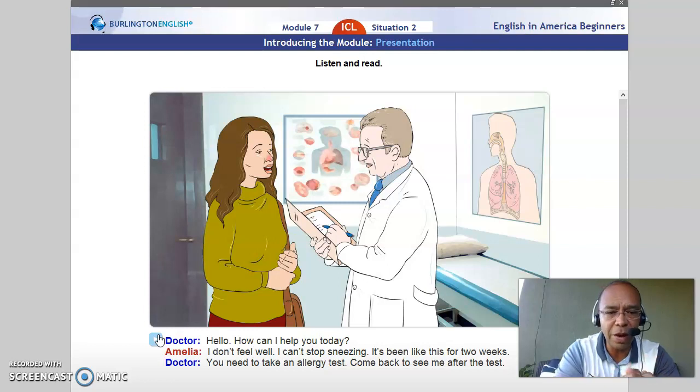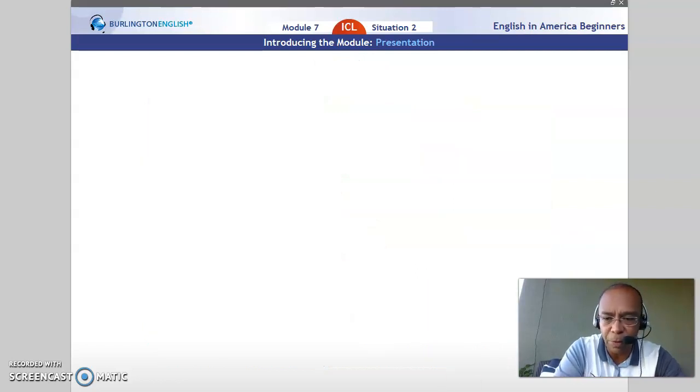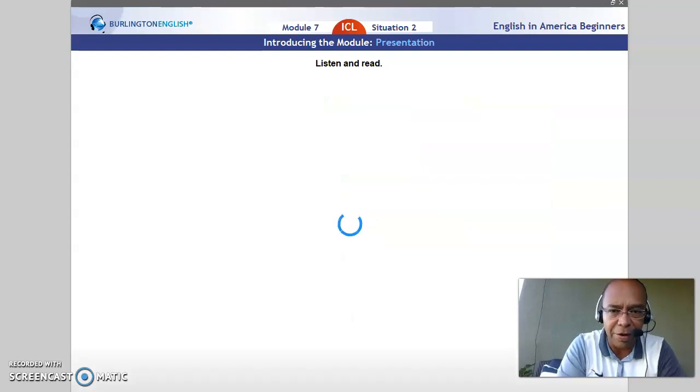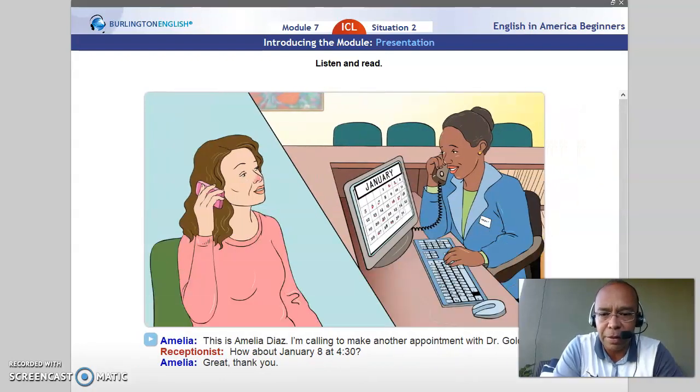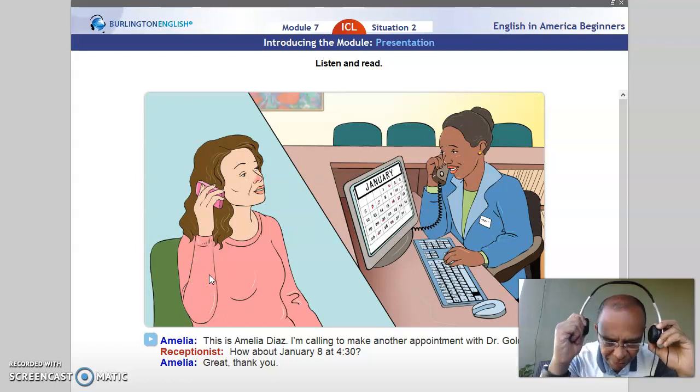So when you have an allergy test, you usually go and get blood drawn, and then you come back after the test results are in. Let's look at picture 5 before we start working on the vocabulary. What do you think is happening here? Yes, Amelia and the receptionist are making an appointment. Let's listen to what they have to say.